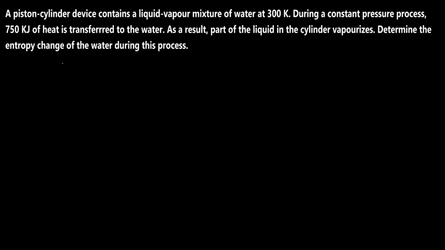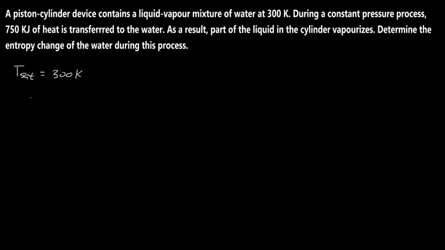What we have here is a saturated liquid vapor mixture at a saturation temperature of 300 Kelvin. For every pressure, there is a corresponding saturation temperature. So, as long as our pressure remains constant, the saturation temperature will remain 300 Kelvin. And we're told the process is a constant pressure process.